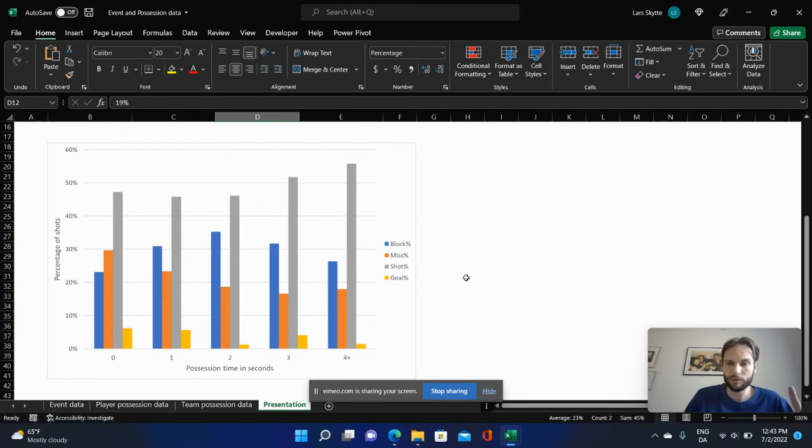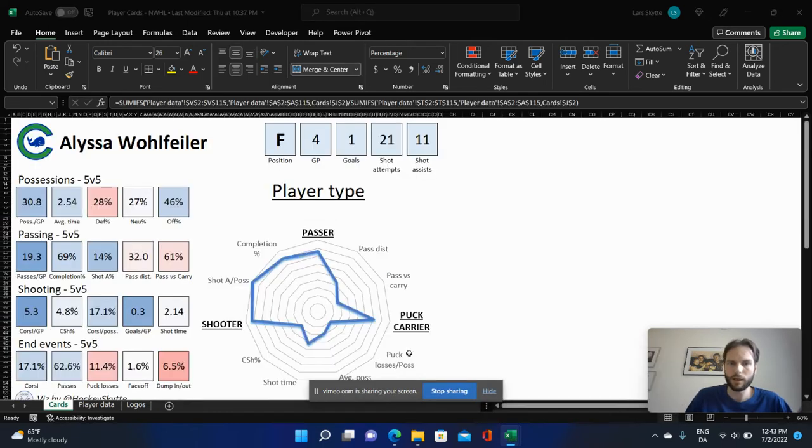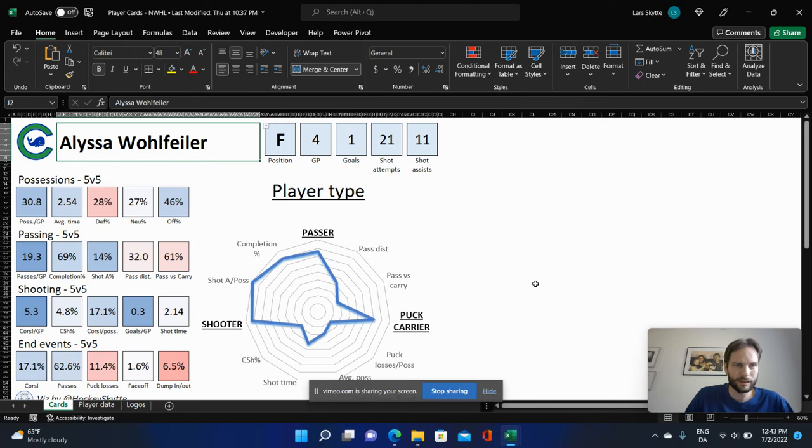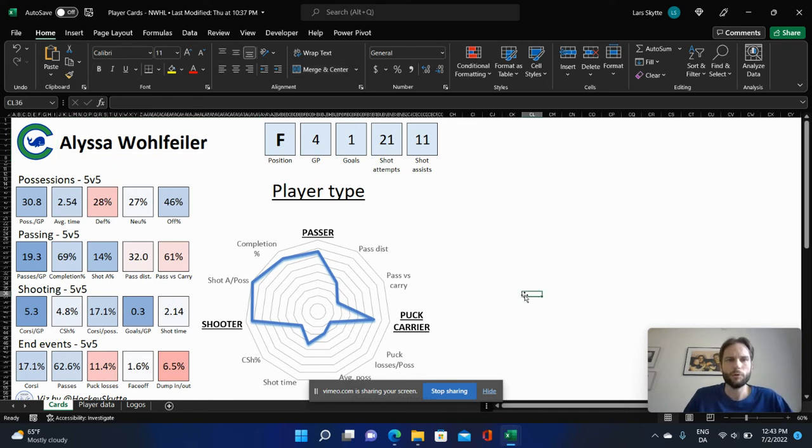Instead, I will finish this presentation by talking about my player cards. So I presented this data in player card form. Here's an example. I chose Alyssa. I'm not gonna say her last name because I will mess it up. So I'll just call her Alyssa. And here's her player card.